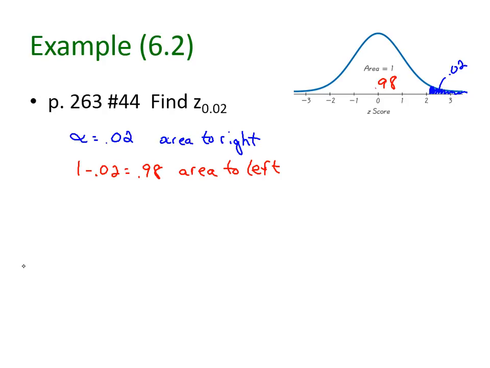So if we go across, we've got the 2.0. If you go to the top, you have 0.05. So you're looking for 2.05 as your z-score. Remember, your z-scores are along the side and across the top. Your area, which is your probabilities, is on the inside. So 2.05 should be the value we're coming up with.